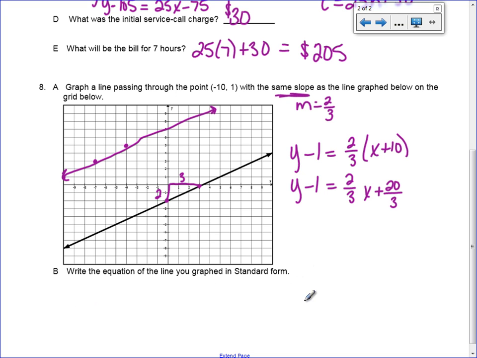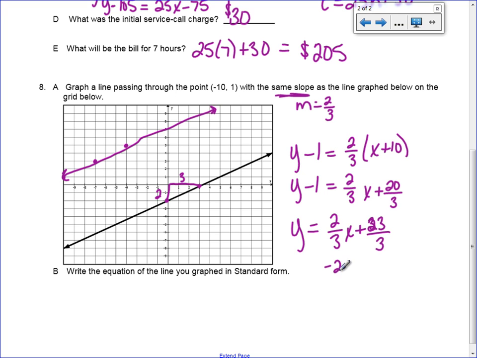Now, part B asks for us to write the equation of the line we graphed in standard form. So here we are. In point slope form, I need to convert it to standard. So I'm going to have to add 1 to both sides. So I'm going to have 2/3 x, and I'm going to have to do 20 over 3 plus 1. And the cool thing is my calculator can take care of that for me. It becomes 23 over 3. Now I'm going to have to subtract my 2/3 x.